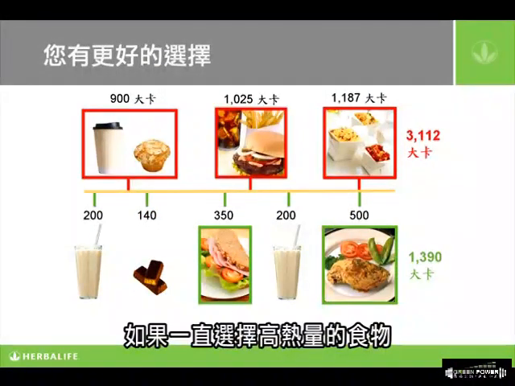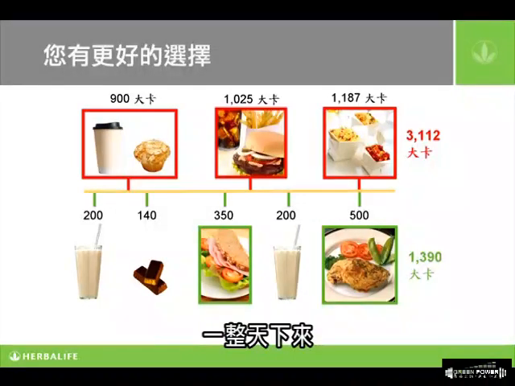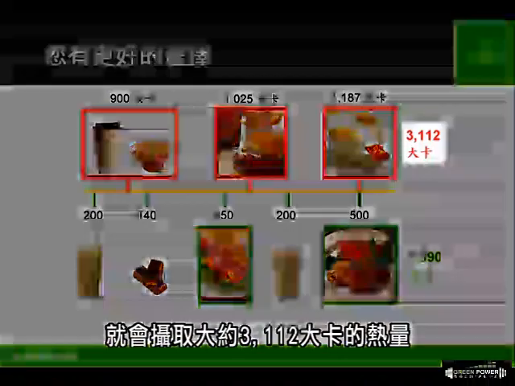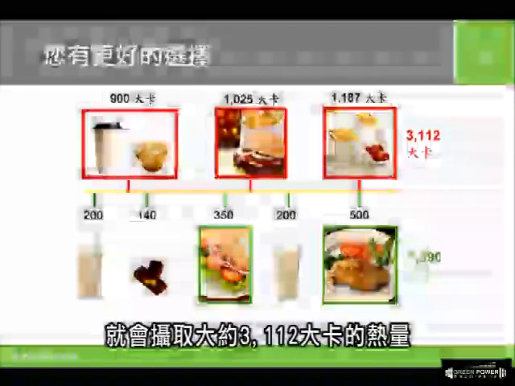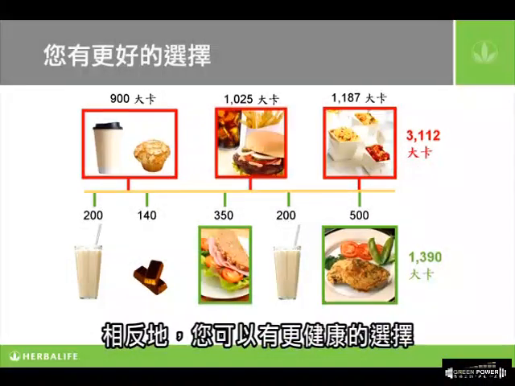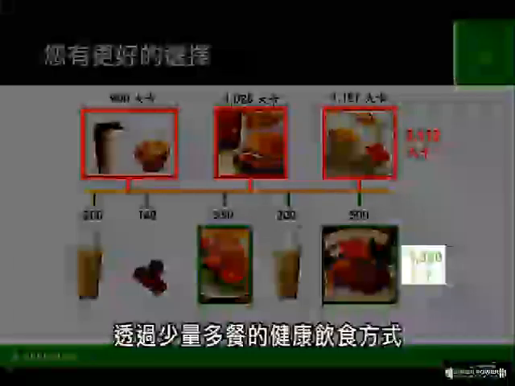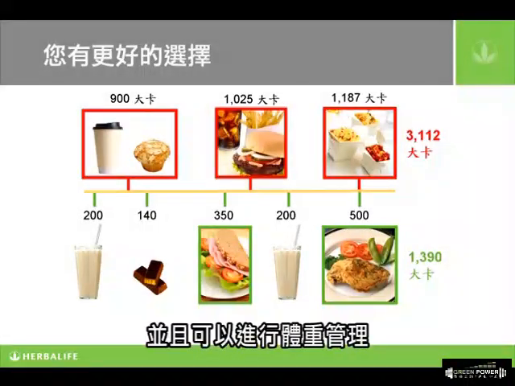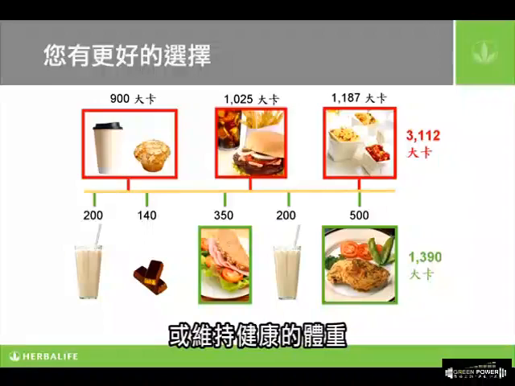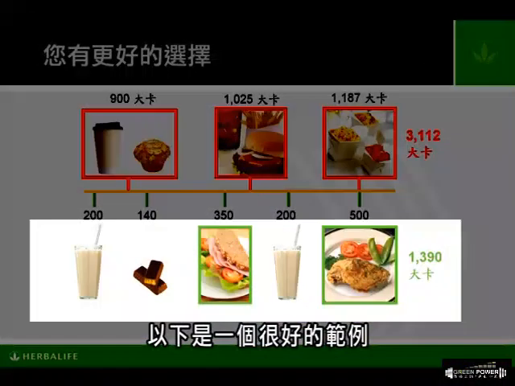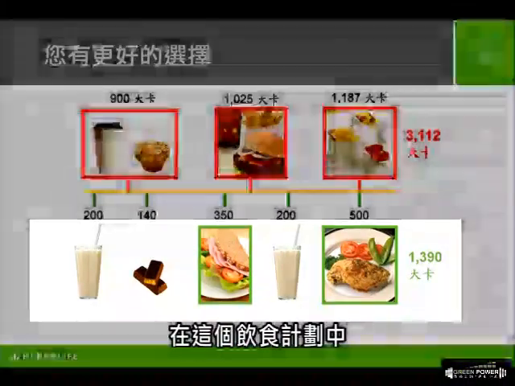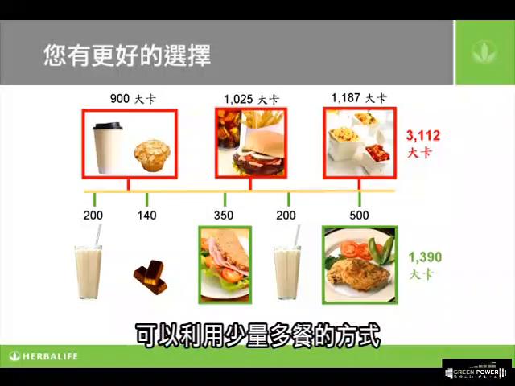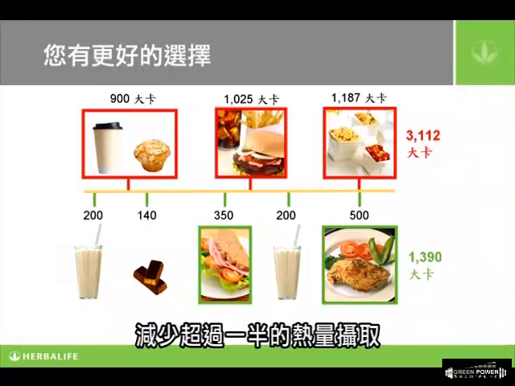If you keep a high-calorie routine, by the end of the day, you've consumed about 3,112 calories. Instead, you can choose a healthy routine and eat healthy, frequent meals to reduce your energy in and lose or maintain a healthy weight. Here is a good example of how you can do it. In this diet plan, you would eat more meals a day and reduce by more than half your calorie intake.